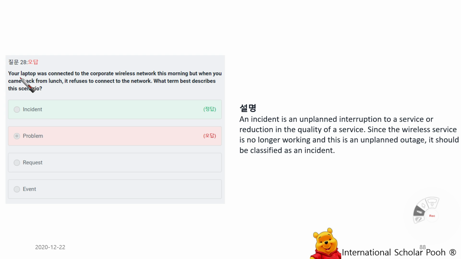Your laptop was connected to the corporate wireless network this morning, but when you came back from lunch, it refused to connect to the network. What term best describes this scenario? Incident. An incident is an unplanned interruption to a service or reduction in the quality of service. Since the wireless service is no longer working and this is an unplanned outage, it should be classified as an incident.